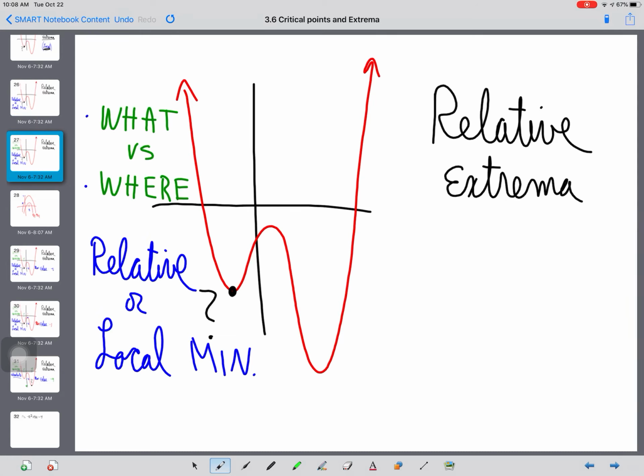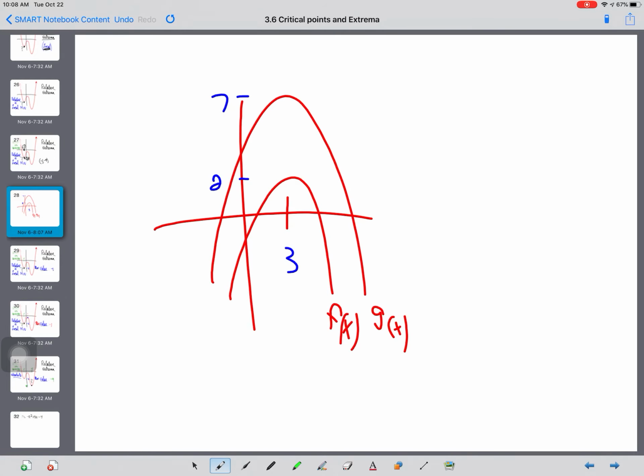Now understand there's a difference between what the minimum is and where it occurs. So this is the x value. I'm going to make something up here. Let's say it occurs at -1, but the minimum value might be -4. So it occurs at -1, but the minimum value at that point is -4. The critical point would be (-1, -4).